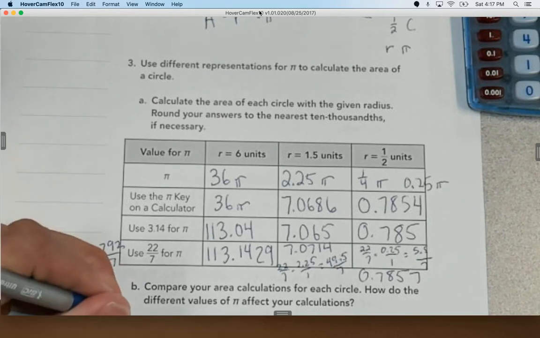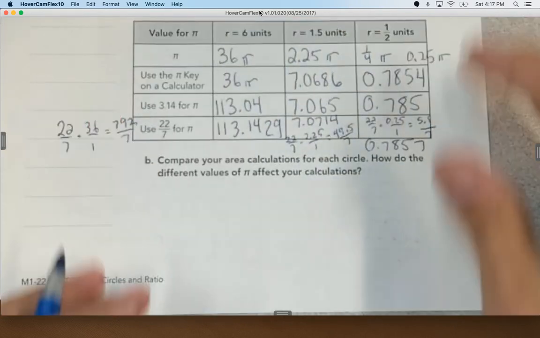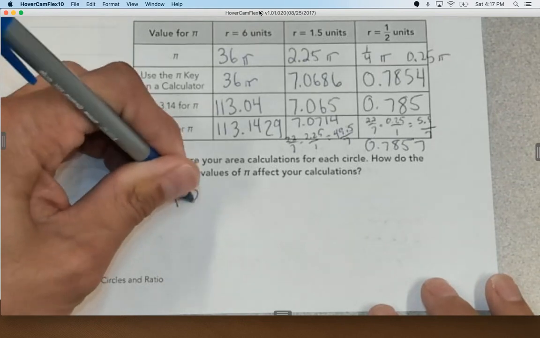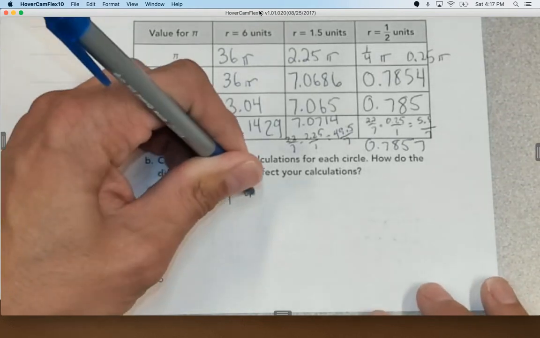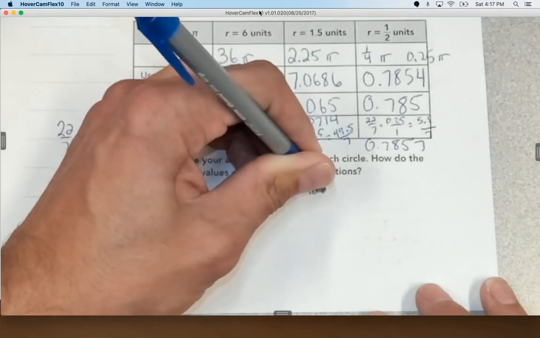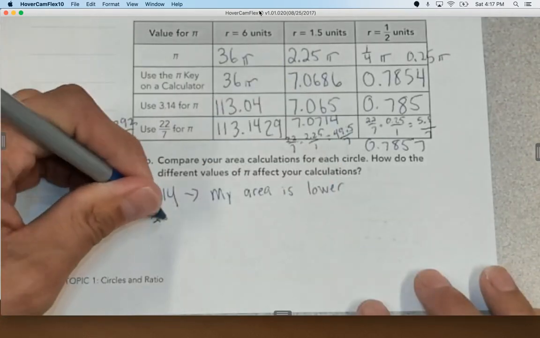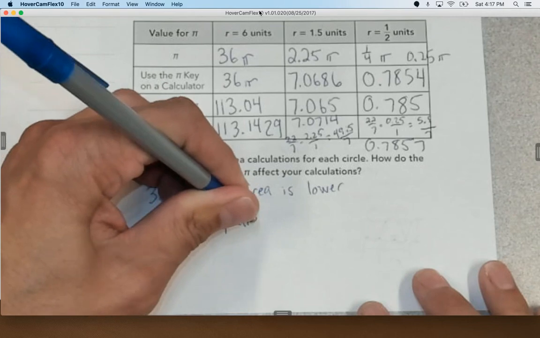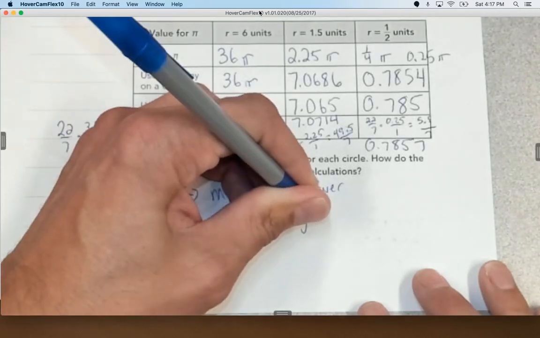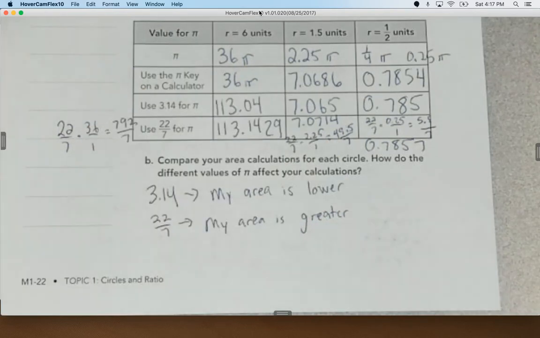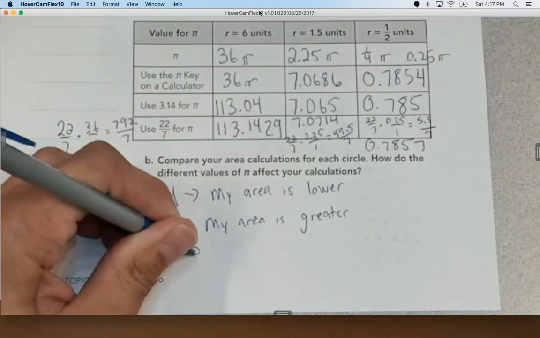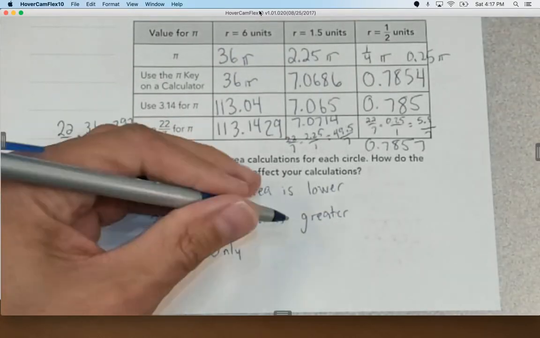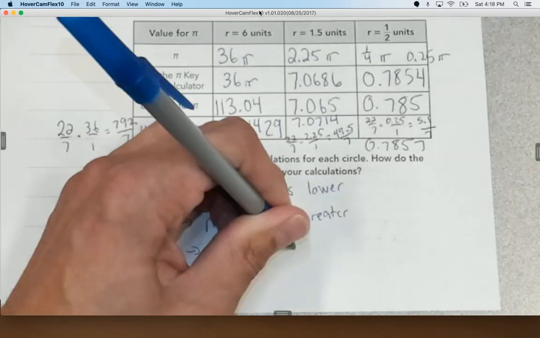Well, when I use 3.14, my area is lower by a little bit. When I use 22 sevenths, my area is greater by a little bit. When I use the pi key on my calculator, it only works for decimals.